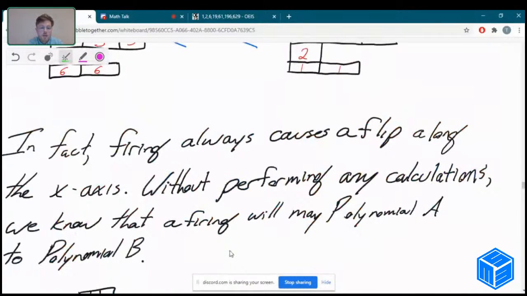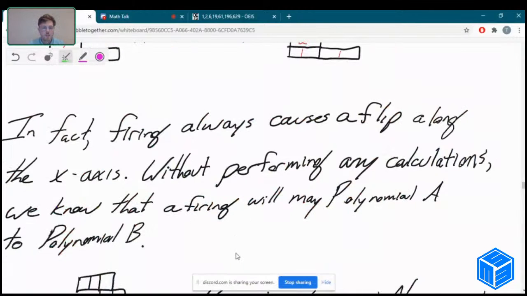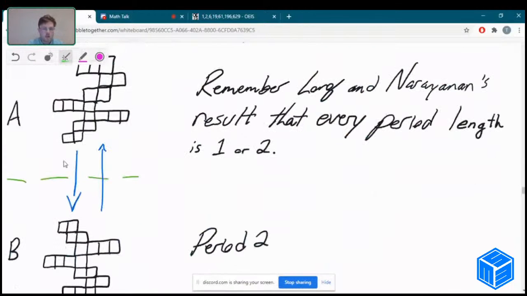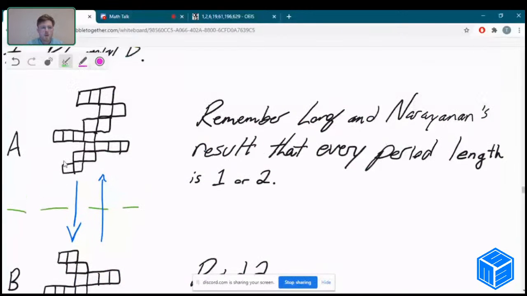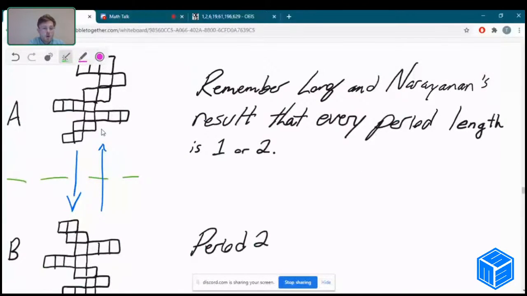Without performing any calculations, we know that a firing will make polyomino A into polyomino B. So I've drawn these here. Polyomino A, such a very ugly and complicated polyomino. I may have been saying polynomial. I fall into that sometimes. Polyomino A, its x flip is B. I don't need to plug in all the proper numbers and do the calculations. I know that if there is a complete graph that maps to this A, well, all I've got to do is flip the thing along the x-axis, and that's what it will fire to. This thing has period 2.